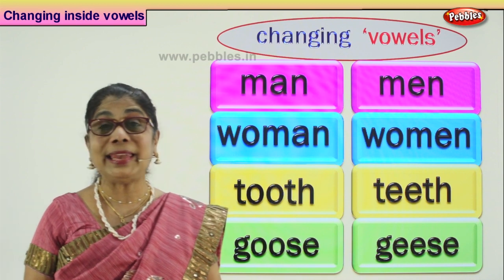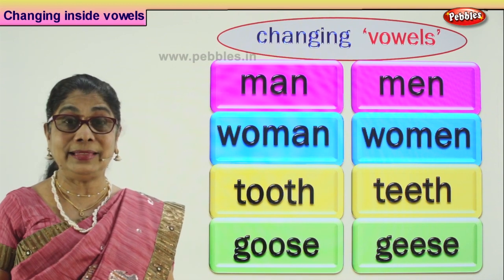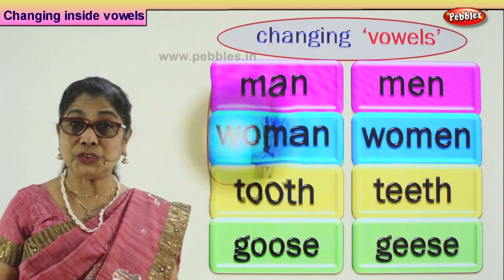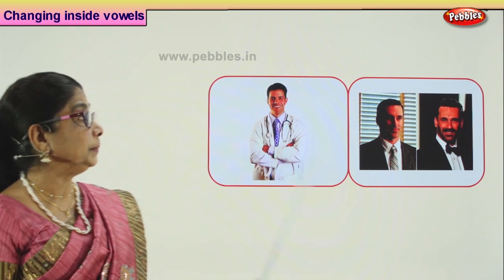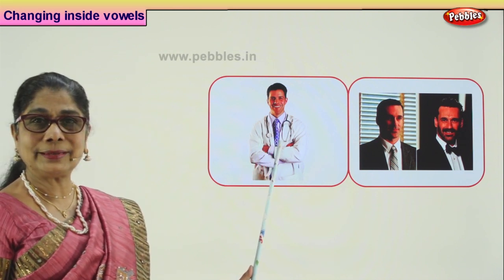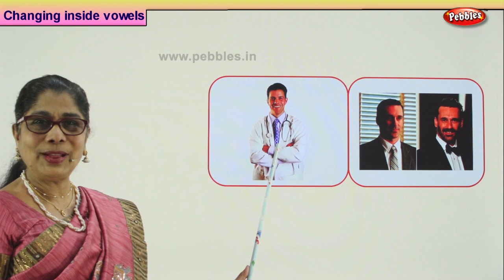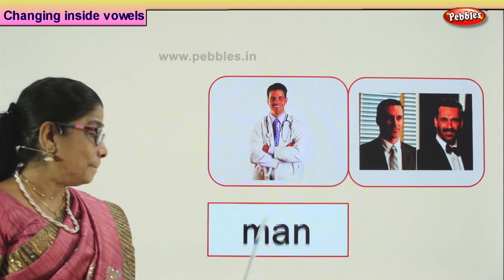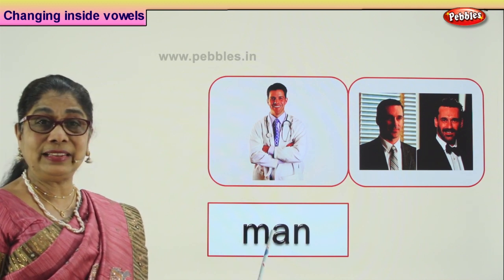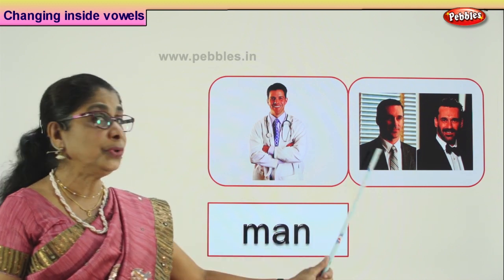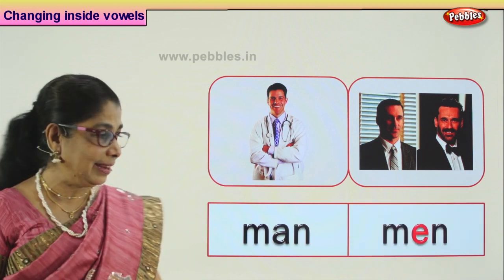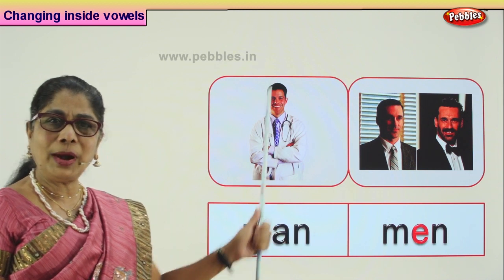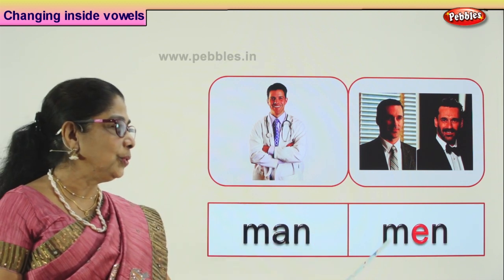Now we will do an exercise to practice these and some more words. Shall we look at our first picture? Look what we have here. Who is this? A doctor. Yes. Man. This is one man. Look at the vowel inside. Two men. You change the A, you change the vowel. One man, two men.